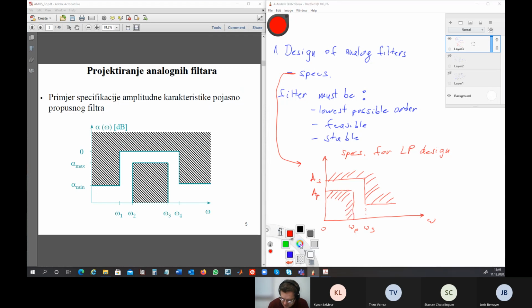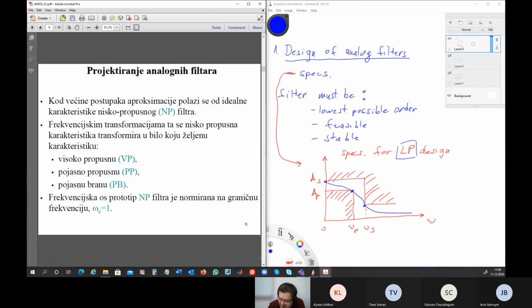So what we need to do is to fit the curve of the filter inside. So it must be better than these points here. Okay, so now we have to design the filter. Here on the left side of the slide is bandpass, here on the right side is low pass. So here is band pass. Okay, so now we start with our design.